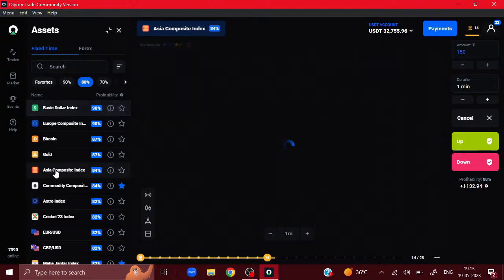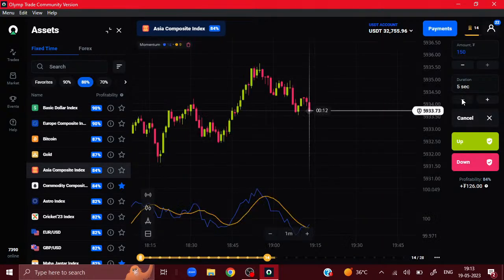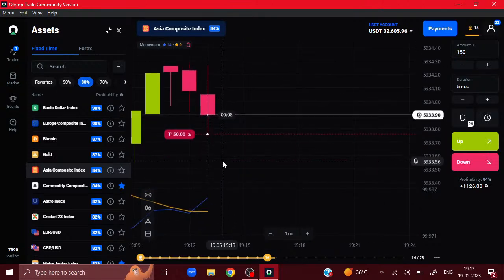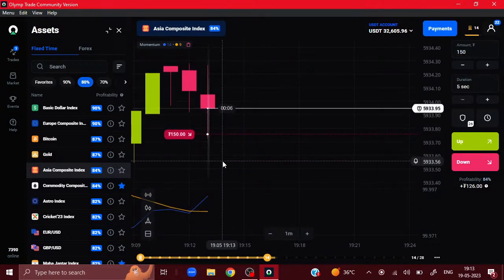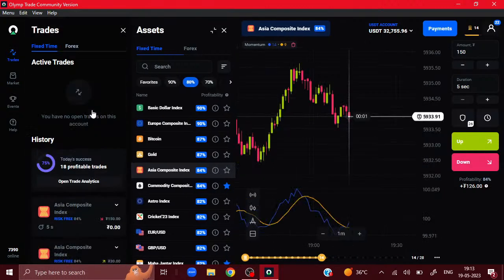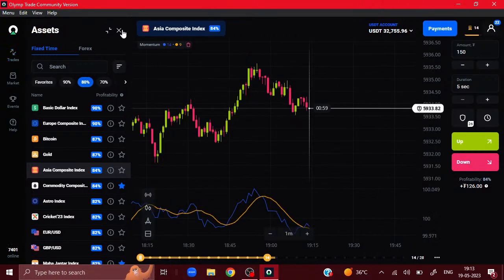Okay, in Asia Composite Index, I think we have an opportunity for a quick downside trade. Okay, I did not win this one, so we lost it. Never mind, no worries. So this is how you can use the risk-free trade and you can purchase them.